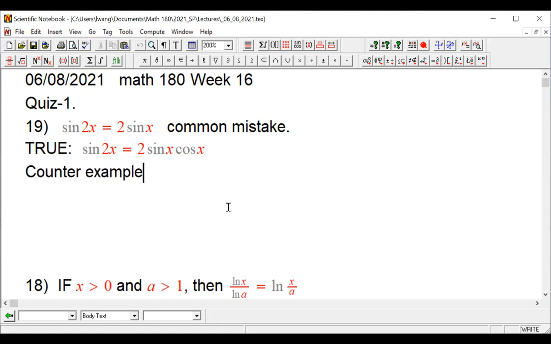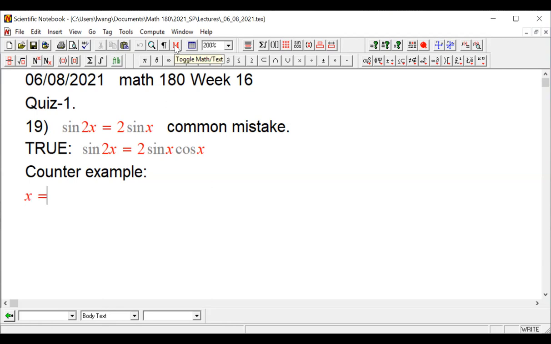Okay, counterexample. So let's make a counterexample. Say I assume x equals pi over 2. I'm just trying some random example, easy to calculate. The left-hand side would be sine of 2 times pi over 2, put in the parentheses. And that's sine pi, and sine pi is 0.